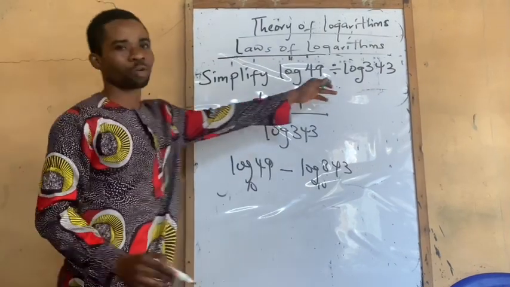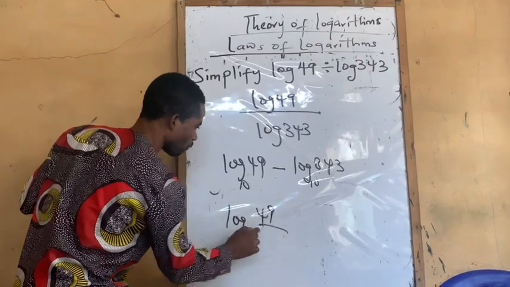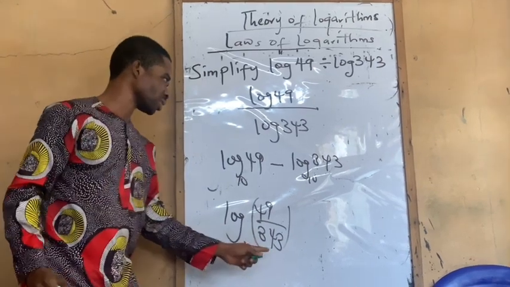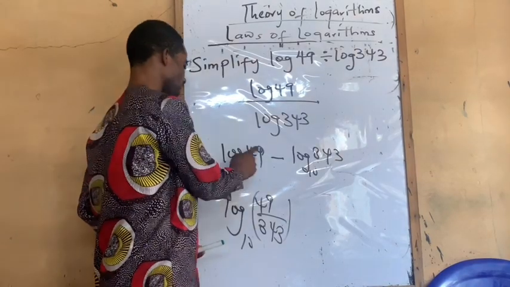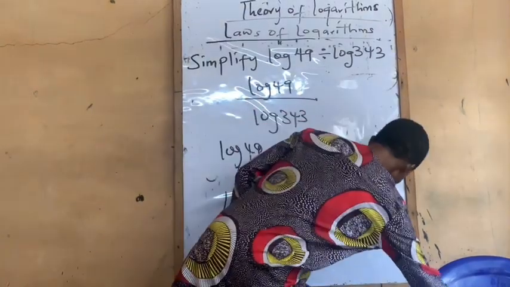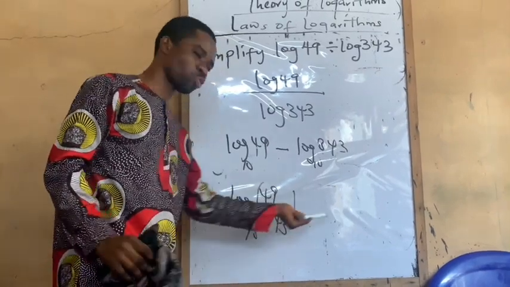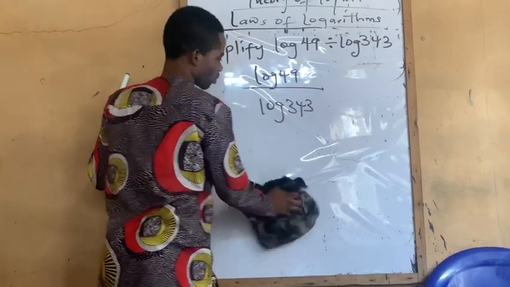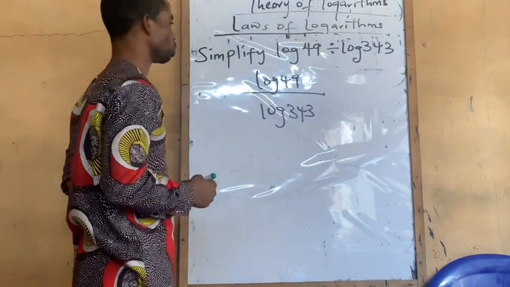This one is different from this. Definitely, this one is down to log 49 over 343 base 10. This is what this one will turn to. Please don't forget the minus; you change it to division, and these two will come like this and pick one. But you cannot use log equals x, just equate it and bring this out. In this case, they just say log 49 divided by log 343. That's why we turn it like this.